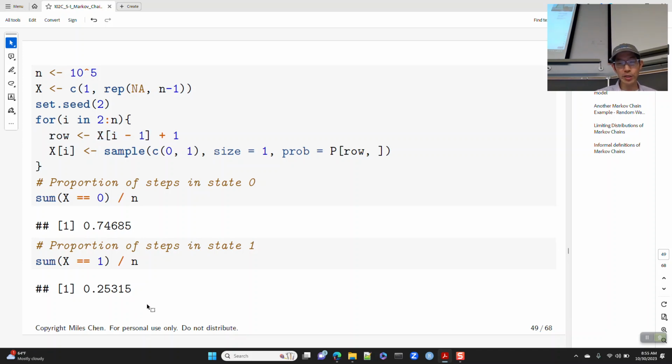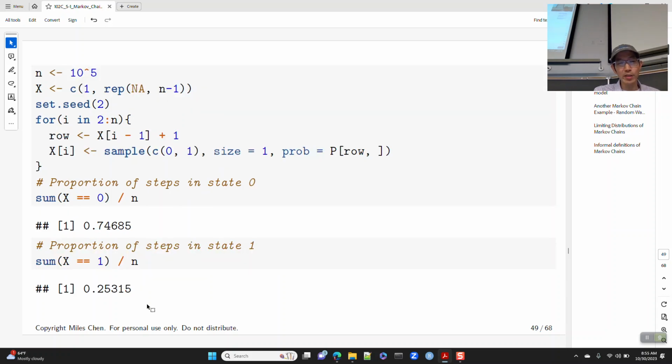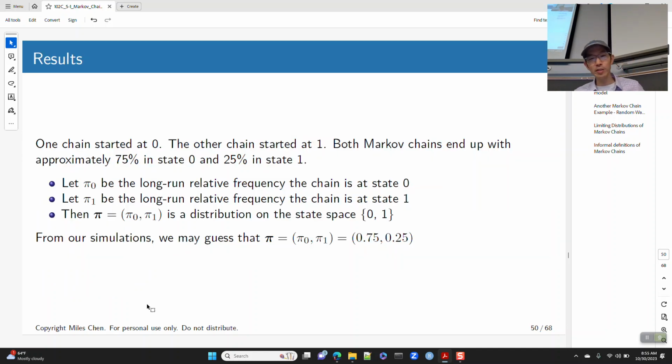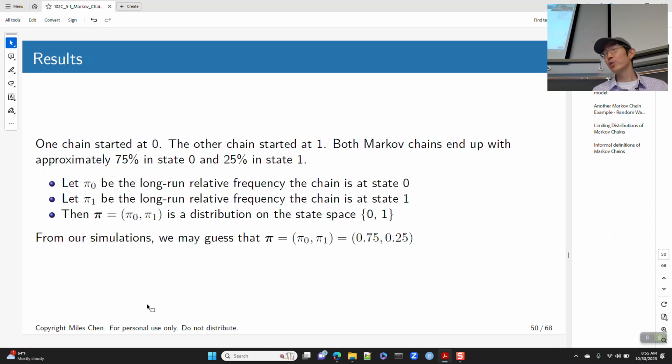So just kind of looking at this, starting off at state 0, these were my probabilities, and starting off at state 1, these were my probabilities. And so just kind of guessing a little bit, one chain started at 0, the other chain started at 1. Both Markov chains ended up with approximately 75% of the time we end up in state 0, 25% of the time we end up in state 1, okay?